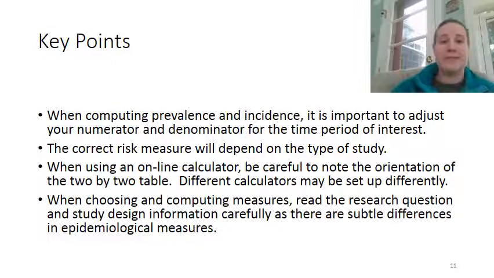Here are the key points for this video. When computing prevalence and incidence, it is important to adjust your numerator and denominator for the time period of interest. The correct risk measure will depend on the type of study. When using an online calculator, be careful to note the orientation of the 2x2 table. Different calculators may be set up differently. When choosing and computing measures, read the research question and study design information carefully, as there are subtle differences in the epidemiological measures.